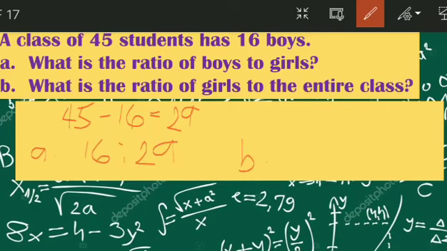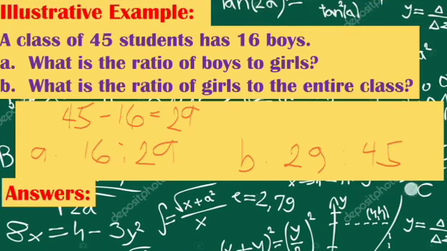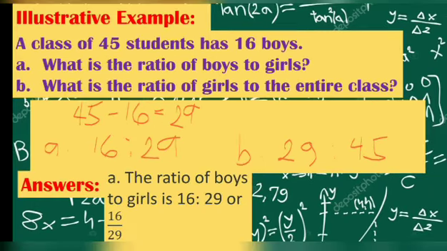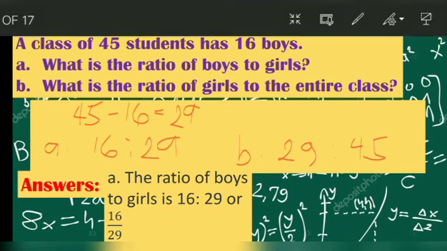Then, the other one, what is the ratio of girls to the entire class? Ilan nga ulit ang number ng girls natin? 29. So, 29 is to 45. So, this is our answers. Letter A, the ratio of boys to girls is 16 is to 29 or 16 over 29. So, nasa lowest term na siya, wala na tayong gagawin pa.